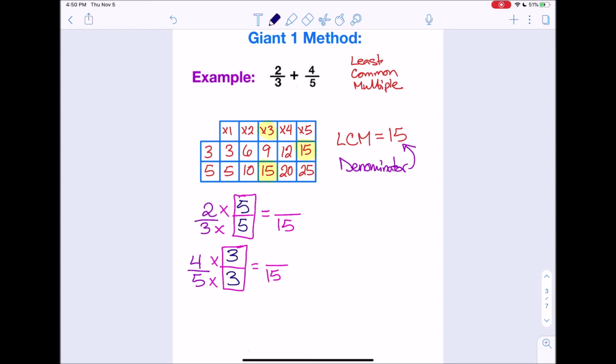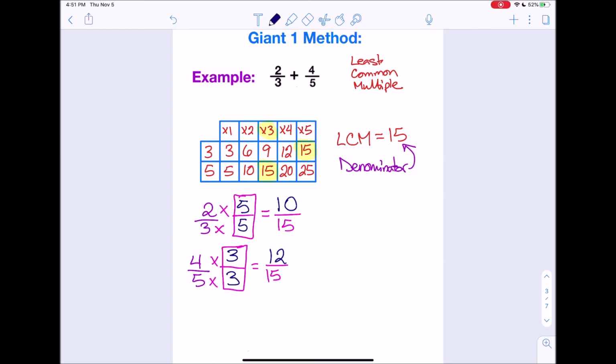So 3 divided by 3 equals 1. And 4 times 3 is now 12. 2 times 5 is 10. So now we've successfully converted our fractions using the giant 1 to get equivalent fractions, meaning fractions that are equal. Okay, 10/15 is equal to 2/3. 12/15 is equal to 4/5. Okay, 2/3 and 4/5 are just the simplified versions of these two fractions.